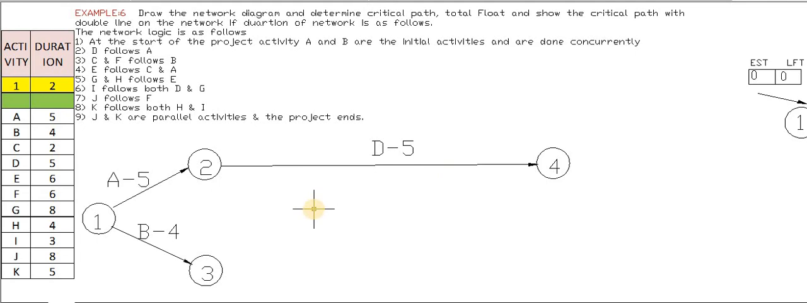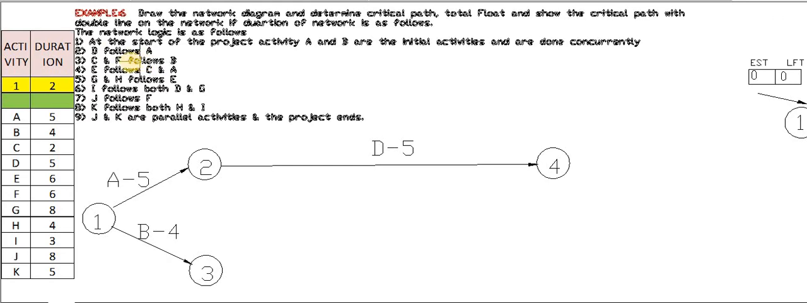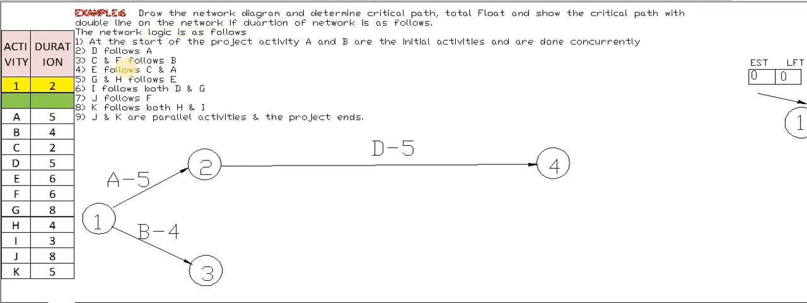What is the third point? Serial number 3: C and F follow B. So only after completion of B, C and F will start. That means the point at which B ends, at the same point we have to start C and F. That means C and F will be concurrent, starting at the same point where B ends. So we will draw C and F for this.